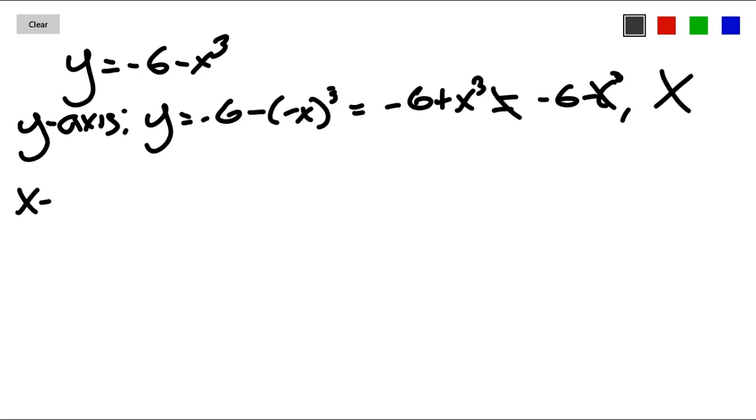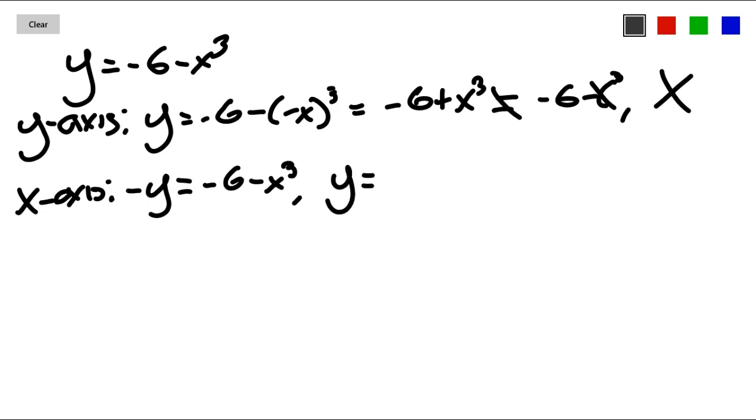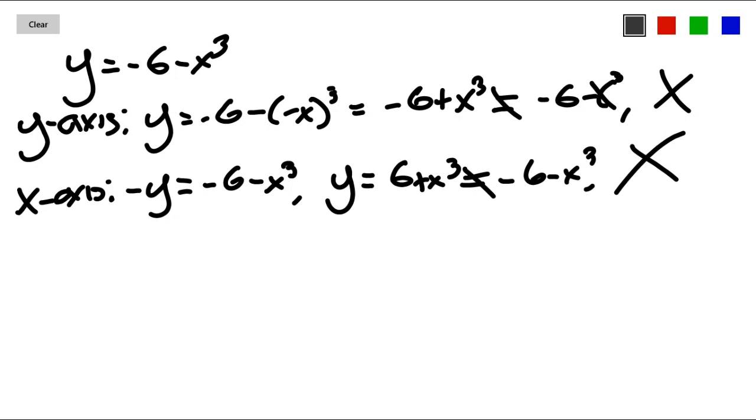Now for the x-axis, I'm going to set y equal to negative y and then solve. When I solve for y, I get y is equal to 6 plus x cubed, which is not the same as negative 6 minus x cubed. So there's no y symmetry, or there's no x symmetry.